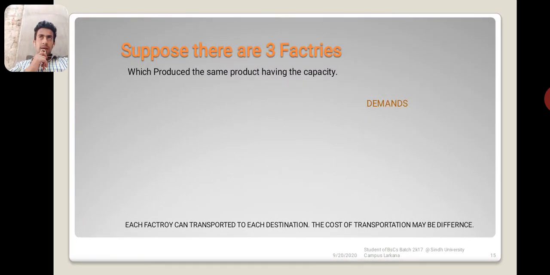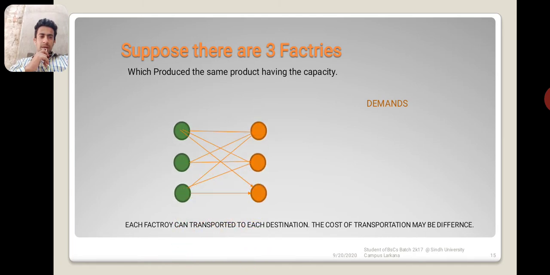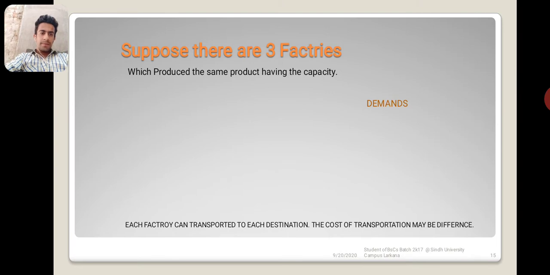Suppose there are three factories which produce the same product, having certain capacities and demands. Each factory can transport it to each destination. The cost of transportation may be different.